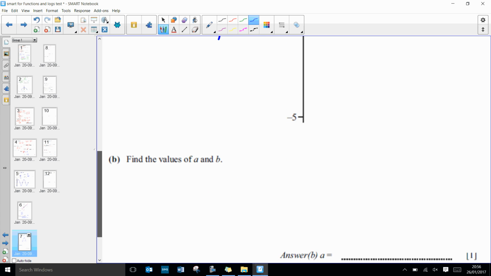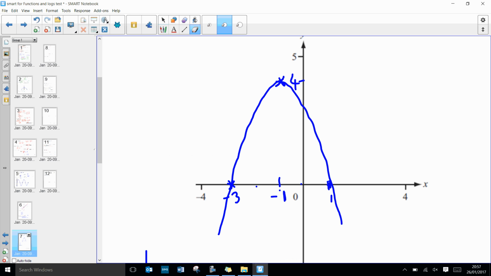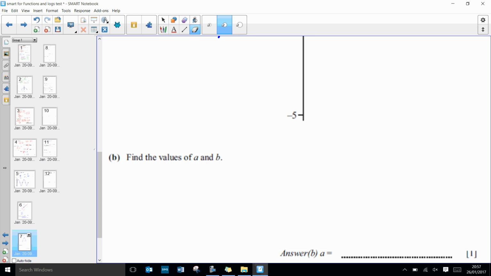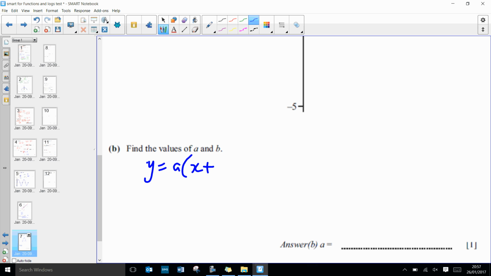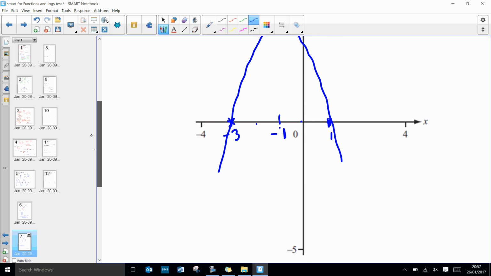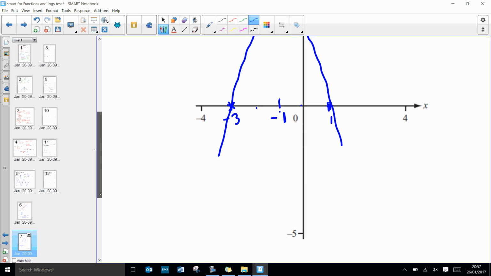Okay, now it says find the values of a and b. So we need to find the equation of the graph. Well, as I said, we would use the x-intercept format. So we would have y equals a bracket x. In this case, we know it goes through -3, so it would be x plus 3, and goes through +1, so it would be x minus 1. Hopefully we can see that it's a negative parabola, so we know the value of a is going to be negative, but we just don't know how negative it is.